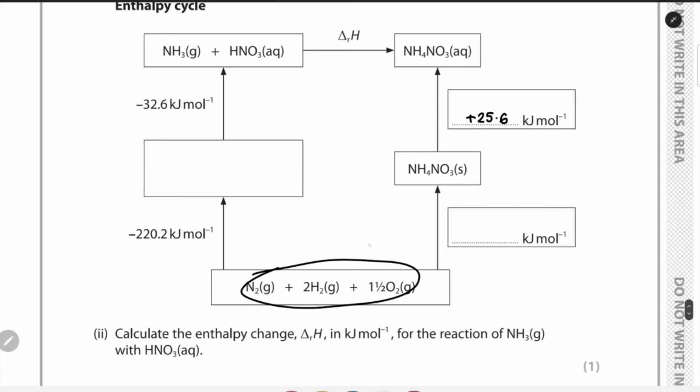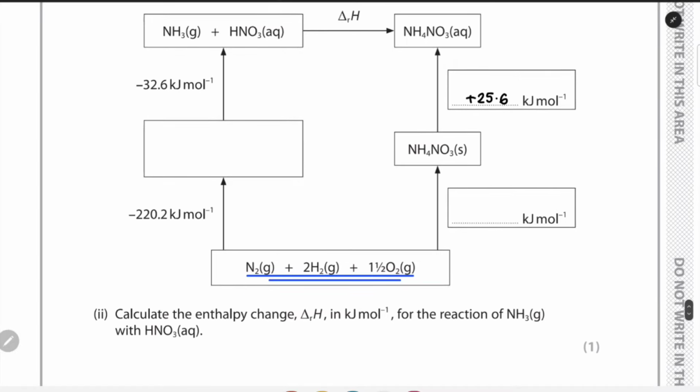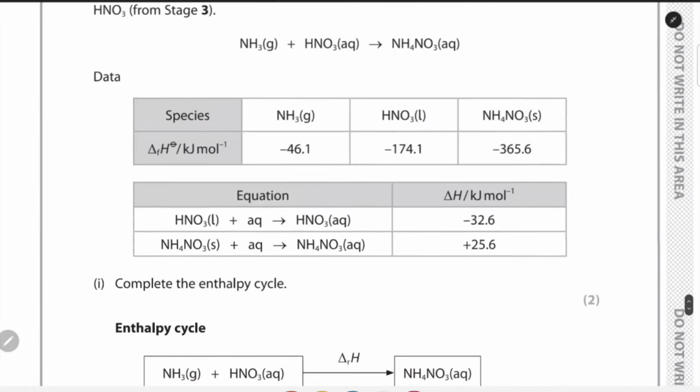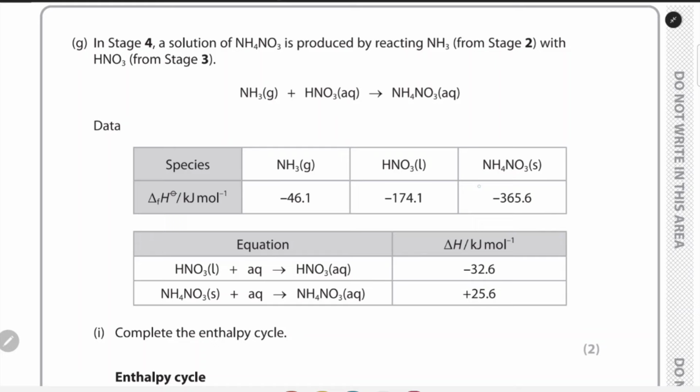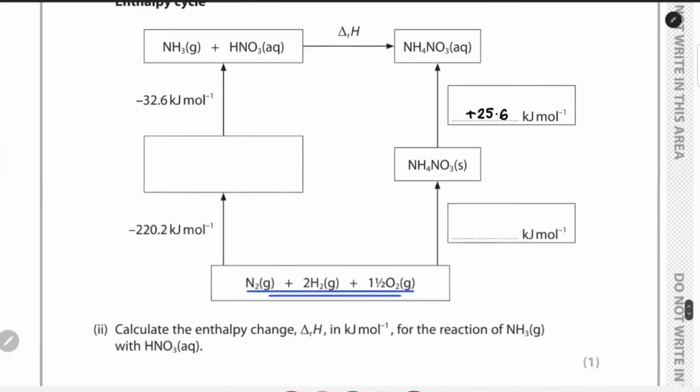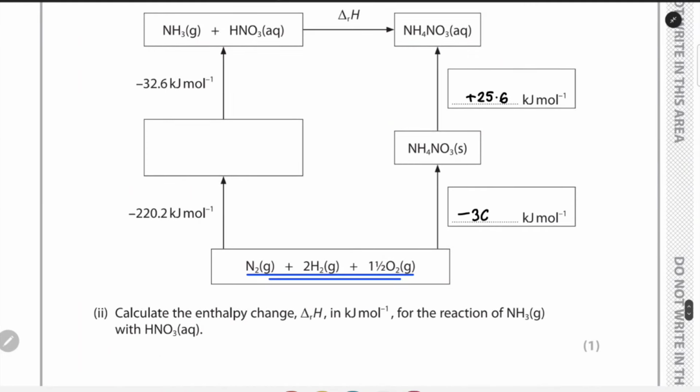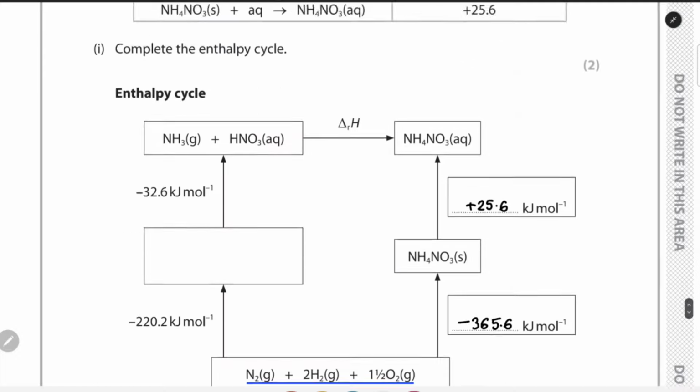If we look at this reaction, so this arrow, NH4NO3 solid being produced from its base elements in their standard forms. This value over here will be the standard enthalpy change of formation for NH4NO3, which is minus 365.6. So this will be minus 365.6.